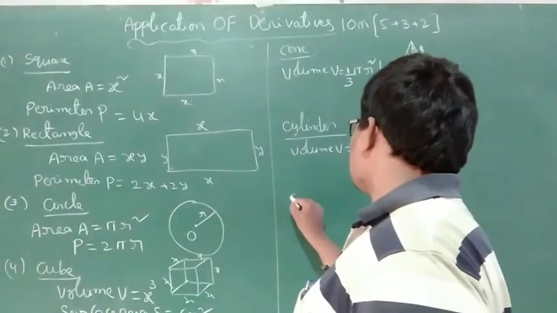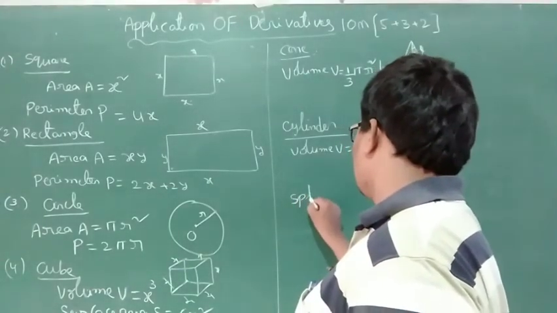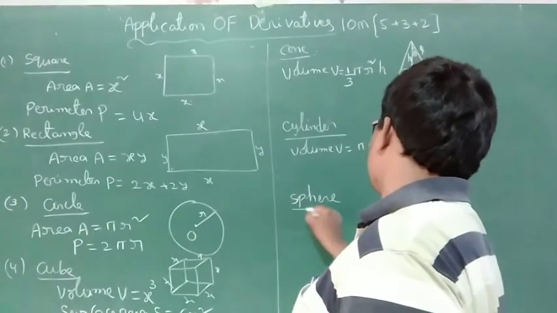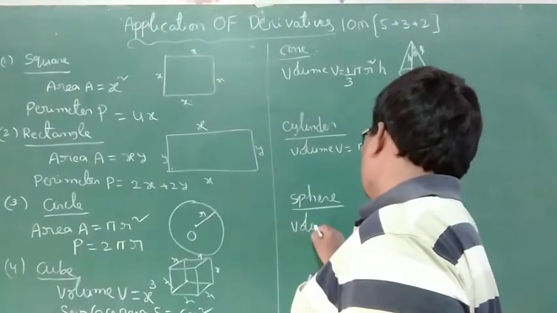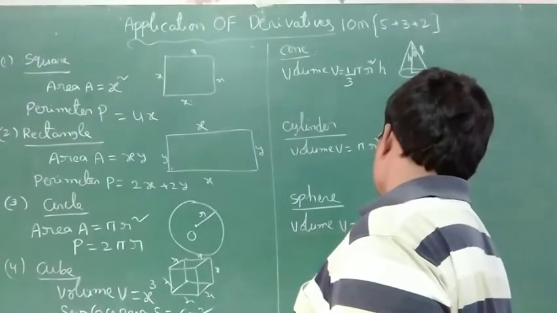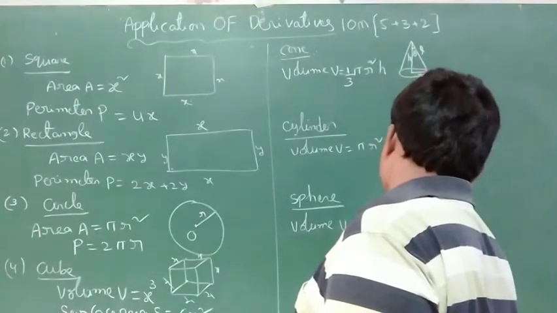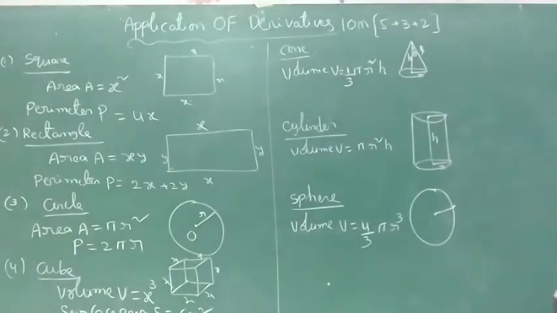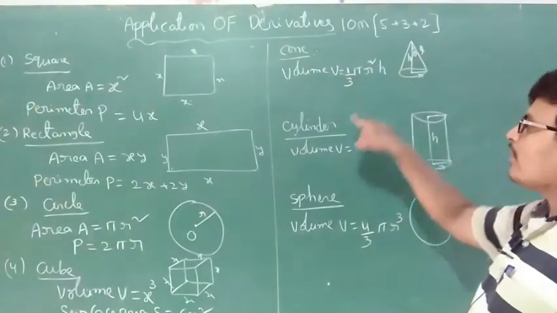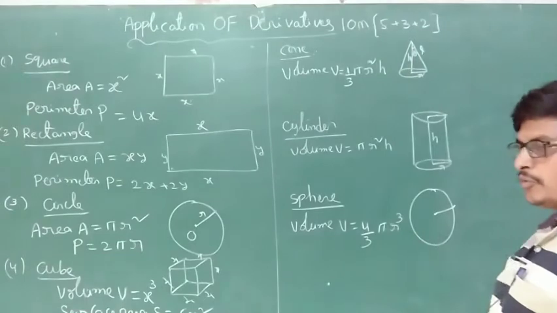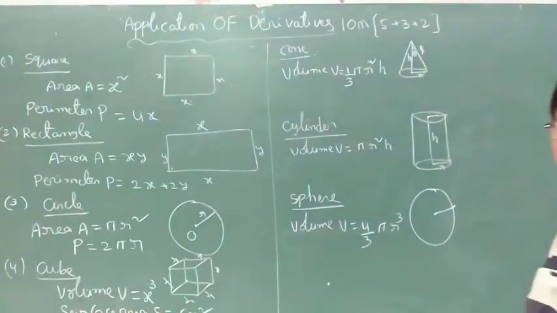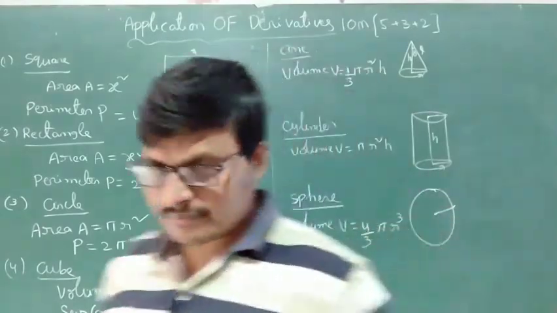Okay. Next, sphere. Volume of the sphere is equal to 4/3 pi r cube. There is no height. Volume of the cone 1/3 pi r square h. Volume of the cylinder pi r square h. So volume of the sphere 4/3 pi r cube. Okay, this one is discussed.